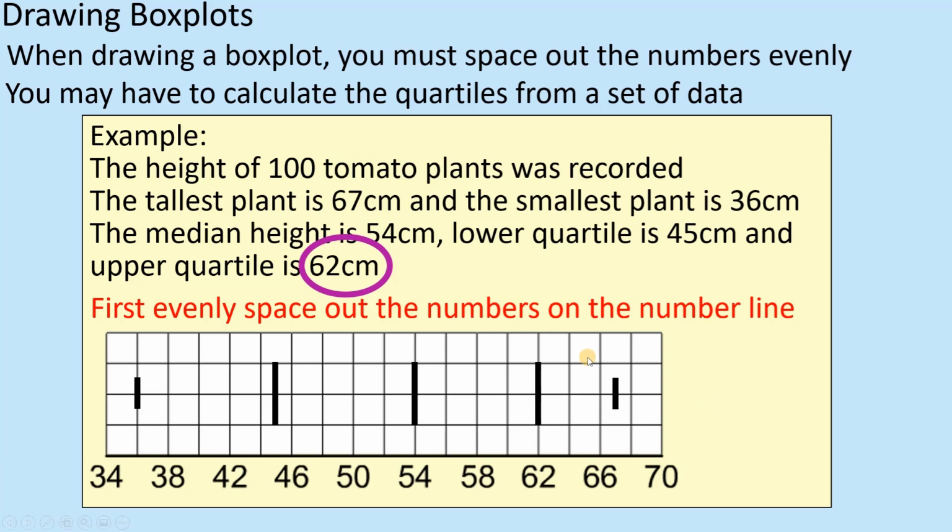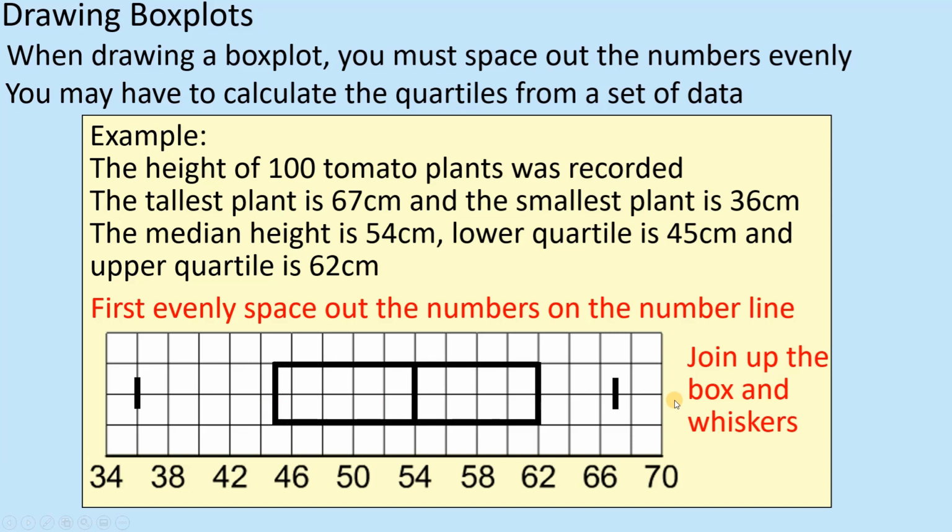So this is what we're going to do now. These three lines here, which we've just drawn, are going to form the box. These bits on the end here are going to form the whiskers. So you'll see it come together now. So there's the box, that's the box.